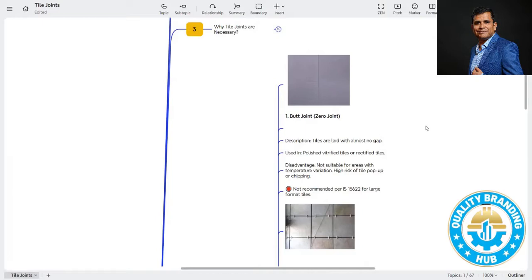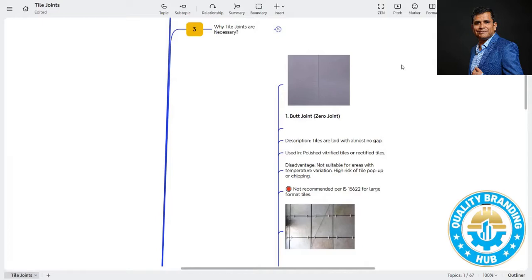But in the small areas, where there is temperature control and no temperature difference, we can use the butt joint or the zero joint, sometimes called the paper joint. These are now widely used everywhere, wherever vitrified tiles or any other tiles are used. So the tile is important with the zero joint or the paper joint.